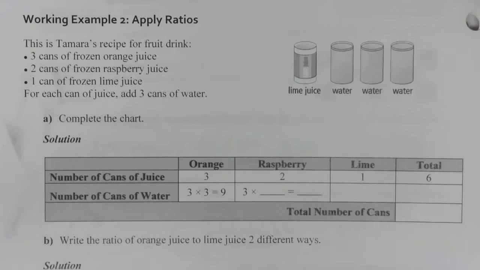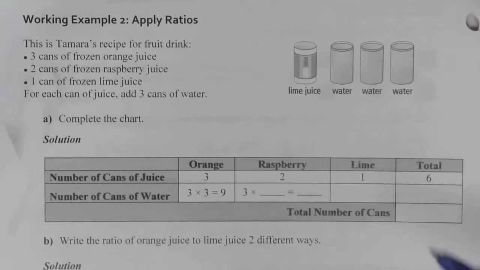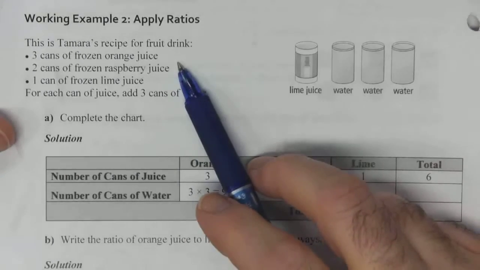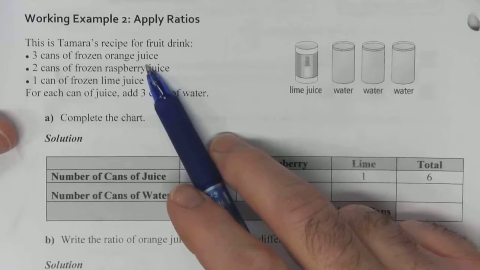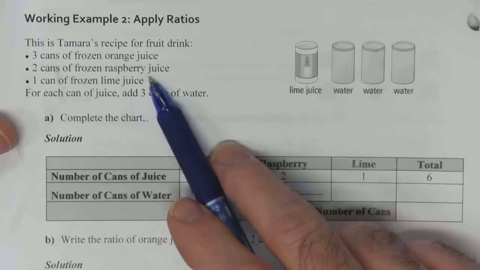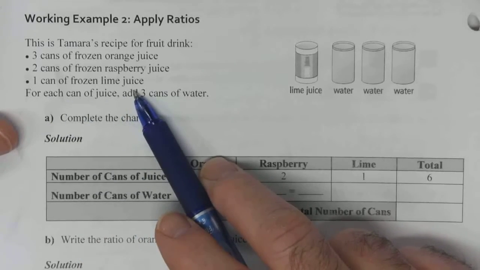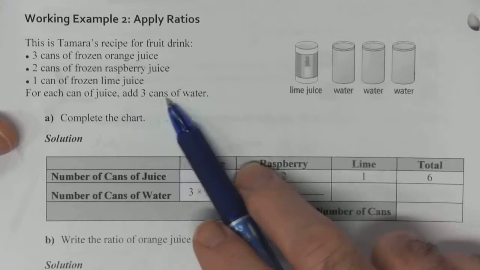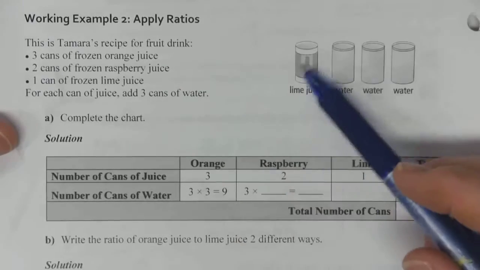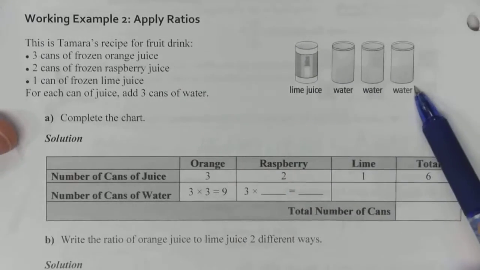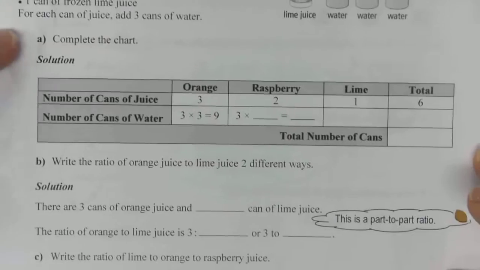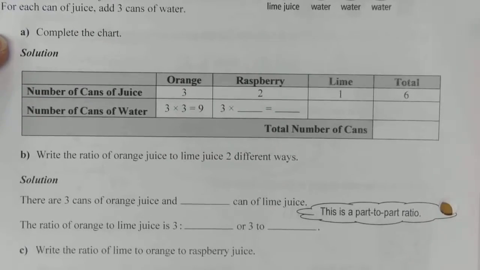Number 2, apply ratios. So this is Tamara's recipe for a fruit drink. 3 cans of frozen orange juice, 2 cans of frozen raspberry juice, and 1 can of frozen lime juice. For each can of juice, add 3 cans of water. So for 1 lime, you're going to add 3 cans of water. Part A here, it wants us to complete a chart.